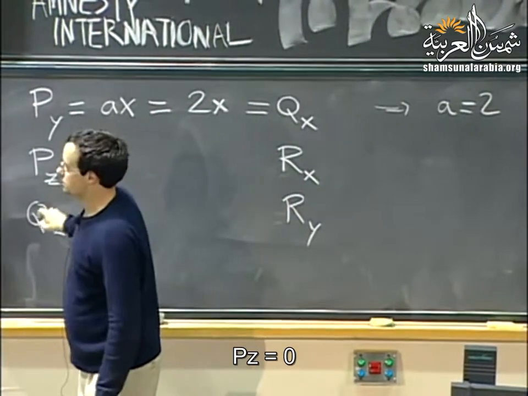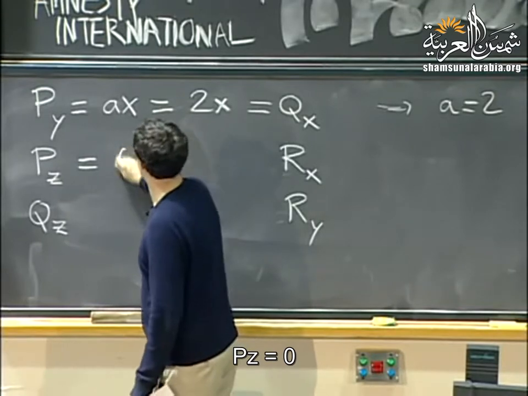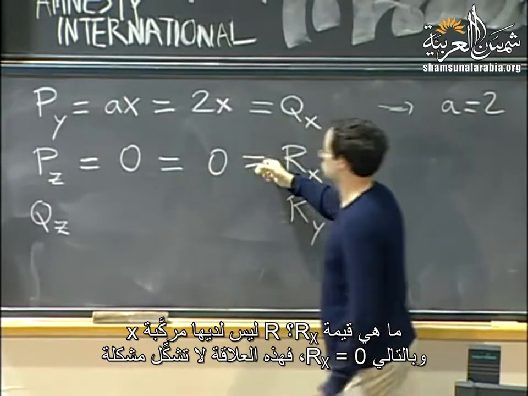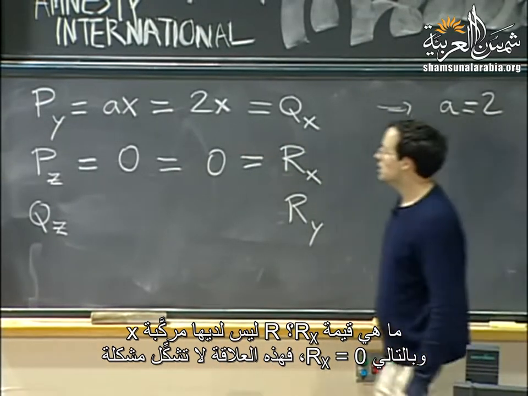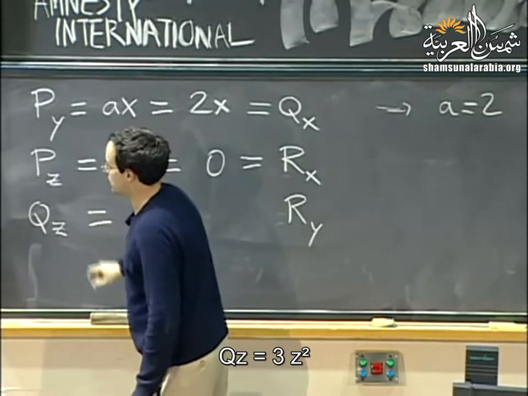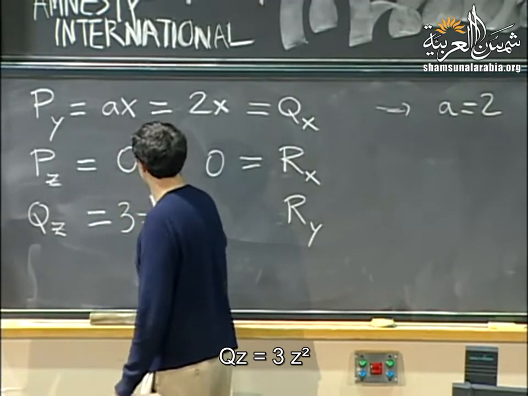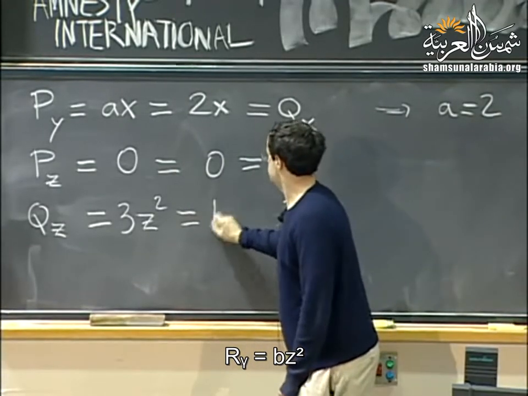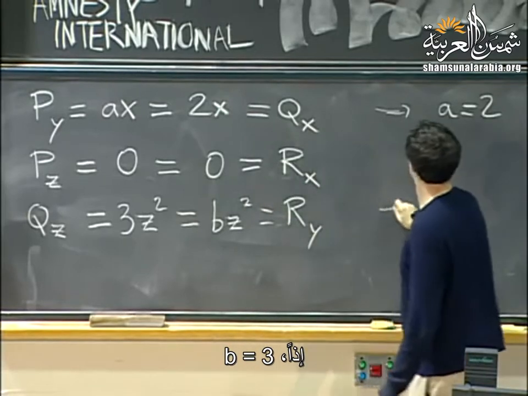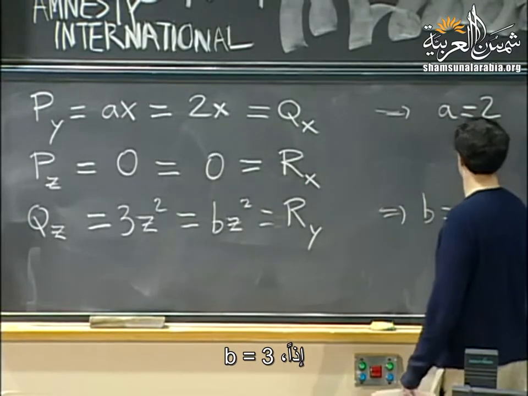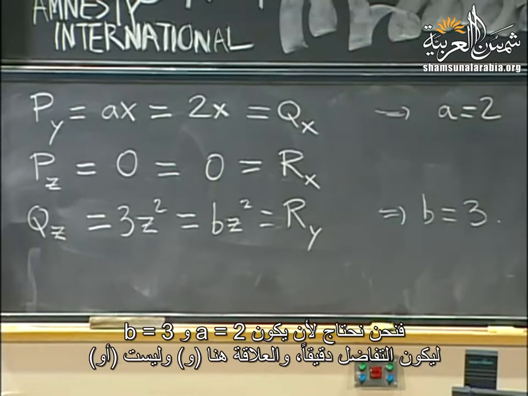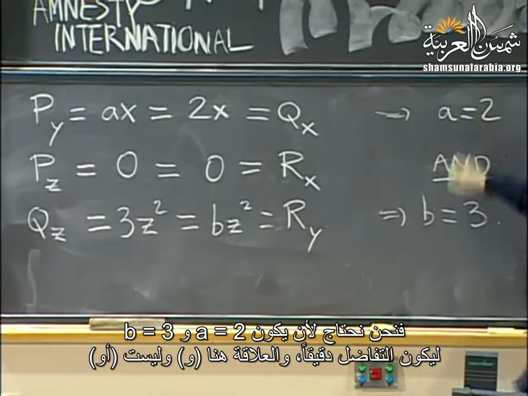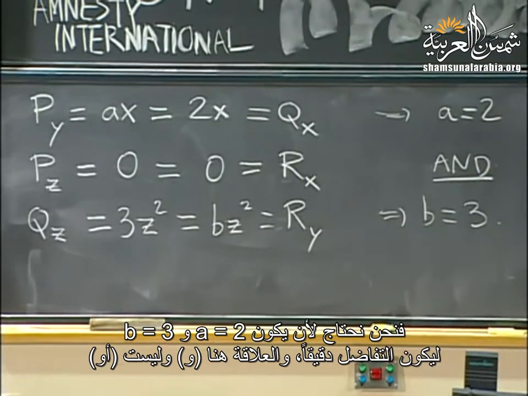Let's look at P sub z, that's just 0. R sub x, well, R doesn't have any x either, so that's 0, so this one isn't a problem. Q sub z seems to be 3z squared. R sub y seems to be bz squared. So b should be equal to 3. So we need to have a equals 2 and, this is an and, not an or, b equals 3 for this to be exact.